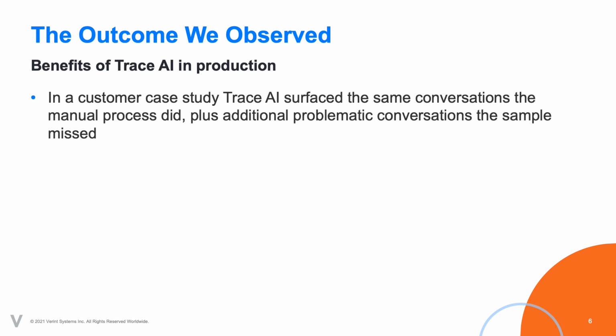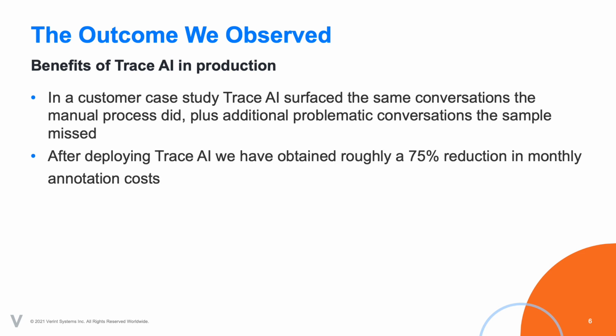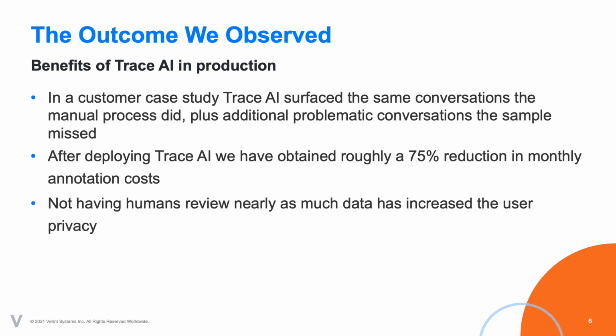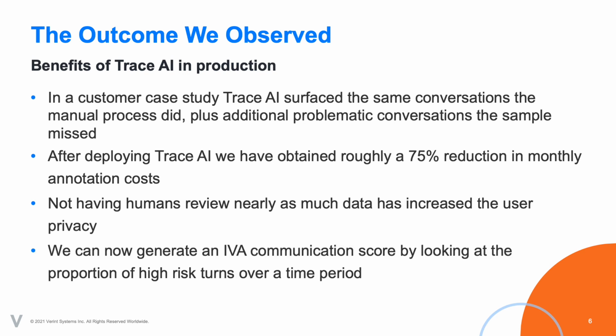AAAI has now been in production for several years, and we have the following observations. We've done some customer case studies where we compare the existing manual refinement process with Trace AI and found the same conversations are getting surfaced, plus some additional problematic conversations that the sampling method was missing. After deploying Trace AI, we've observed roughly a 75% reduction in our monthly human annotation costs. Now, humans are only reviewing as necessary to train and tune these feature detectors within Trace AI, and they're not reviewing nearly as much data as they were, which has increased user privacy. We can now generate an IVA communication score by looking at the proportion of these high-risk turns over some time period, which was something we were unable to do before.